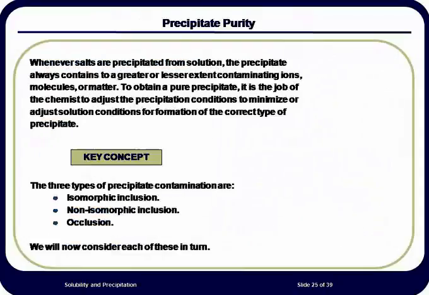Precipitate purity is most critical at the final step in the separation process, when the radionuclide in the precipitate will be counted. The radiochemist's job is to ensure that the solution conditions have been adjusted to ensure the correct type of precipitate forms. The key concept for the type of precipitate is that we have 3 different types that are used in radiochemistry for counting of the radionuclides. These types are isomorphic inclusion, non-isomorphic inclusion, and occlusion. In the next slides, each of these will be discussed.